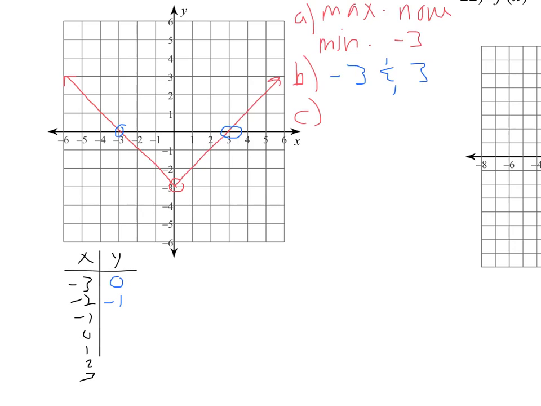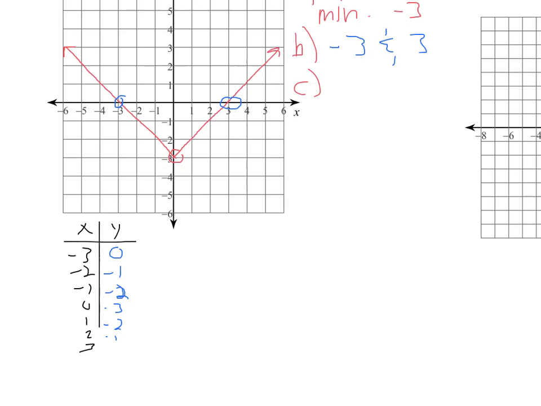If I plug in a -1, I get -2. A 0 is -3. If you plug a 1 in, you get -2. Plug in a 2, you get -1. And if you plug in a 3, you get 0. Now if you look at those values, as you go from small values of x to bigger values of x, the y values seem to be getting smaller until here.